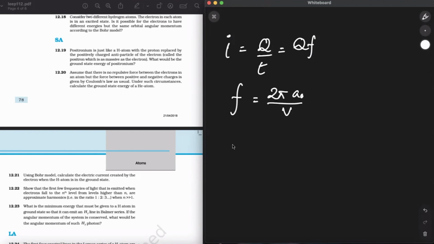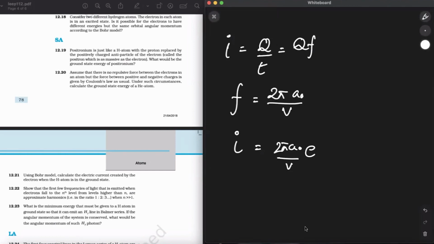So now the next thing that we can do, we can simply write the current as Q times frequency, so 2 pi A naught upon V, and the charge Q, any charge for an electron is E. Alright, so the electric current has been given by this.